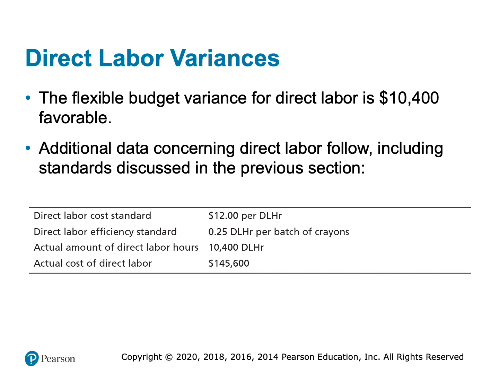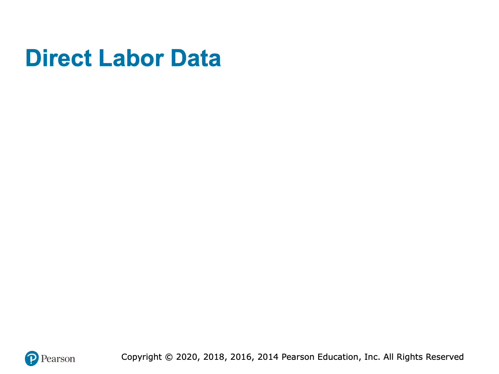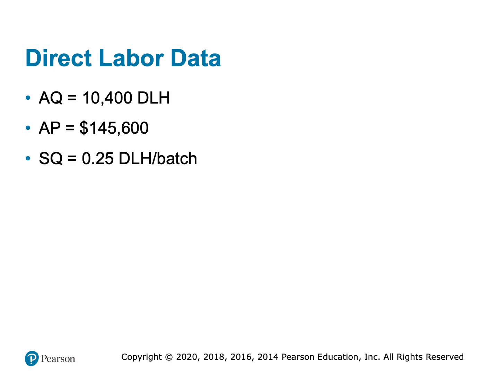So let's go write down our 5 pieces of data, and then we can analyze it. So first of all, we need our actual quantity, which we were told was 10,400 direct labor hours. Our actual price of 145,600, or actual cost. You may choose to use cost here instead of price. I don't want to confuse anybody. I tend to call it price, but you could call it cost. The standard quantity of 0.25 direct labor hours per batch, pardon me, and my standard price of $12 per hour. And then don't forget that N is 52,000 batches.